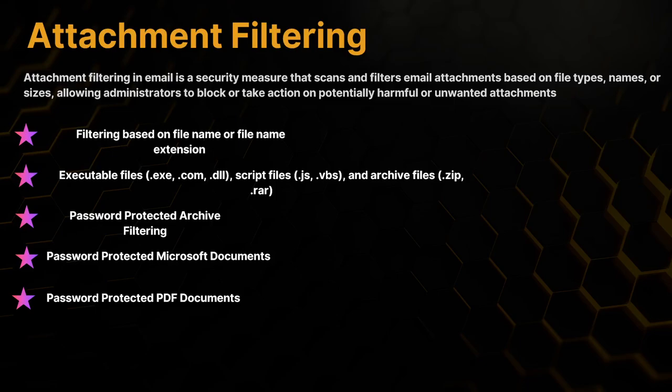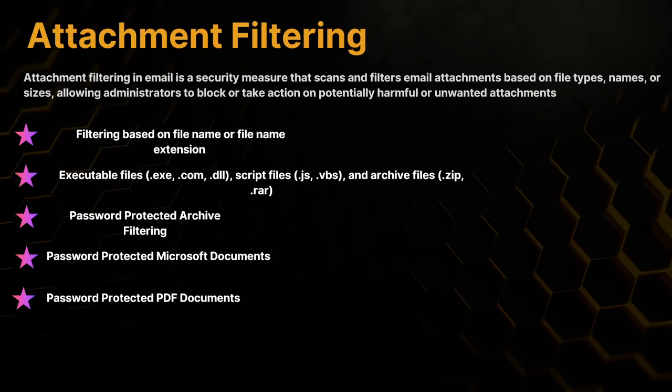So these are common file types that are often blocked. Executable files can directly run programs and potentially install malware. Script files can execute commands, and archive files like .zip and .rar can contain other harmful files. So these are frequently targeted because of their potential to deliver a malicious payload.